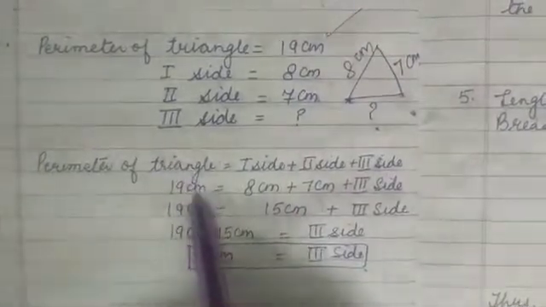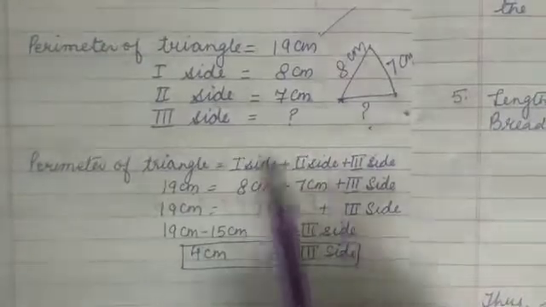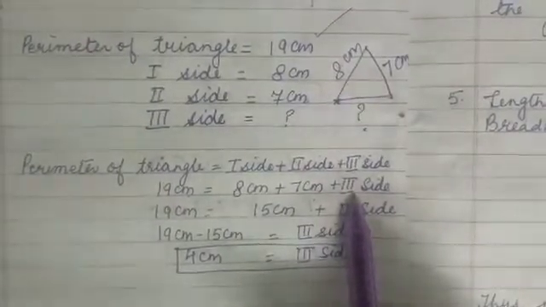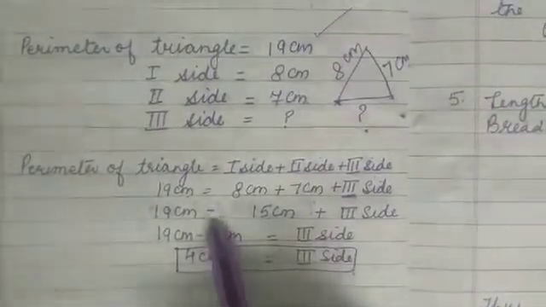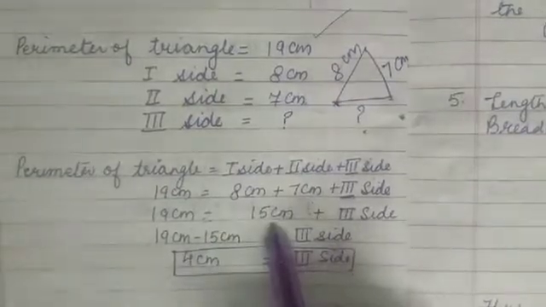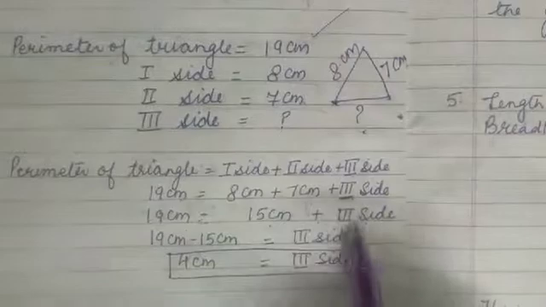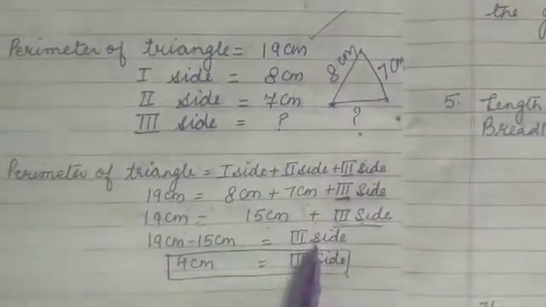So perimeter they have given, so we'll write 19 centimeter. First side is 8 centimeter. Second side is 7 centimeter. Third side is not given, so we'll leave it like this only. 19 centimeter is equal to 8 plus 7, 15 centimeter, plus third side. Now we have to find out the third side, so we will keep here third side.